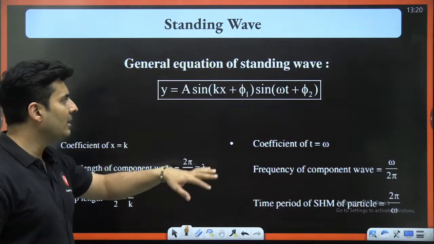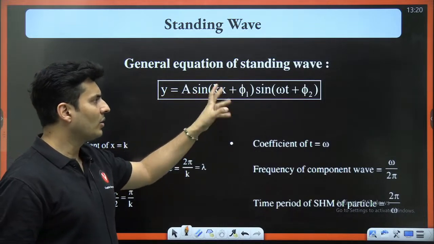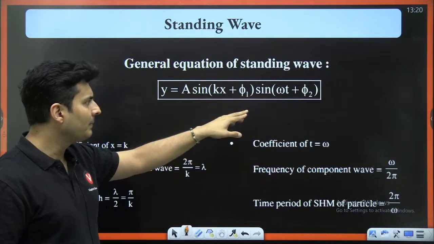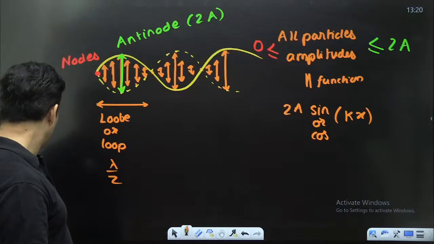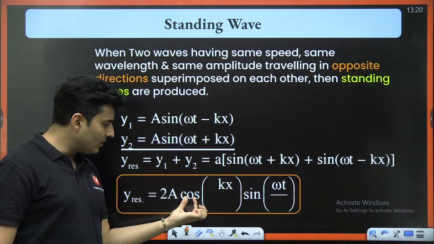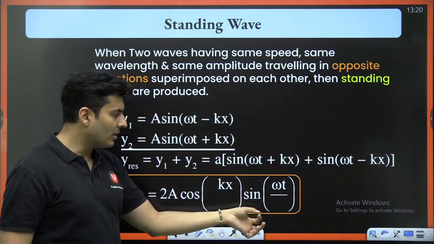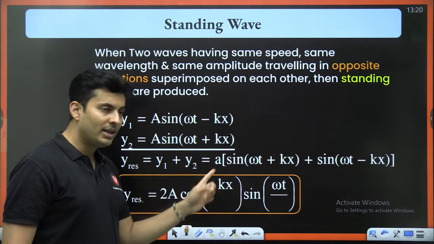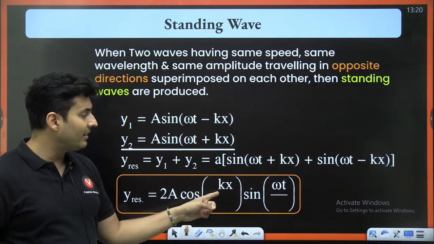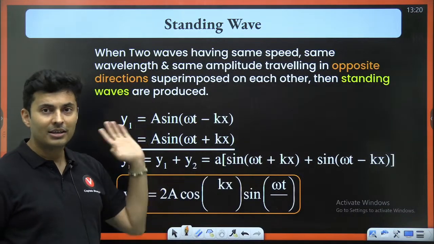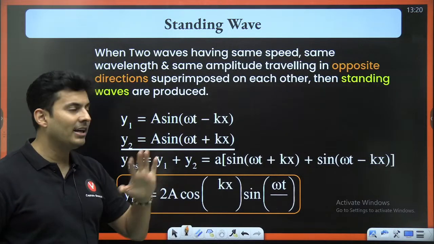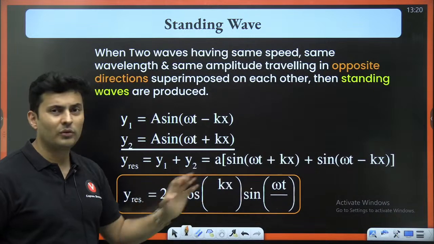So this is the general equation. Either you can have a sine or cos term for x, and the same thing, a sine or cos term for time. A lot of people think this is the only equation, nothing like that. You can have sine over here, cos over here, or cos over here, doesn't matter. One difference, compare it with normal waves. There you used to have kx plus or minus omega t. Here it is not plus minus. Sin kx is a separate term, sin omega t is a separate term. It's the product of two terms.